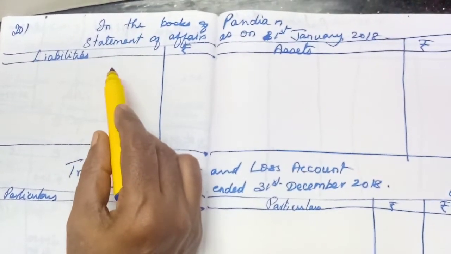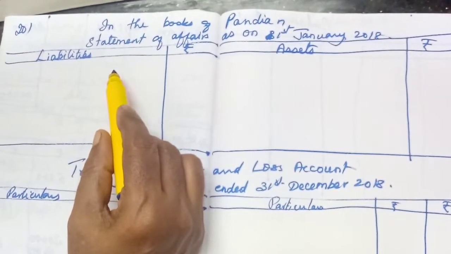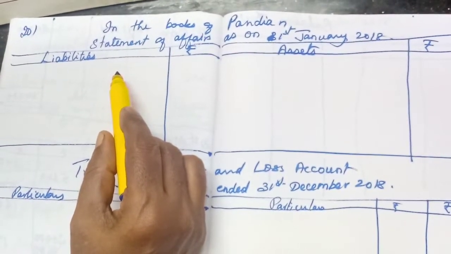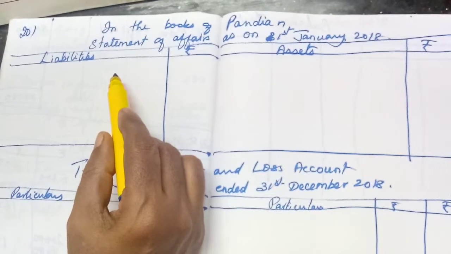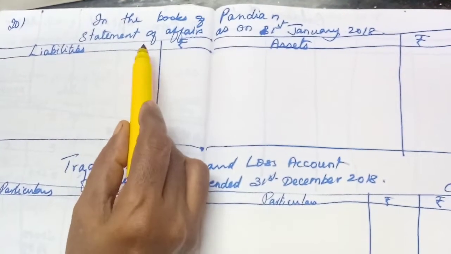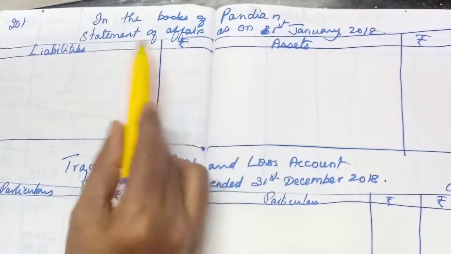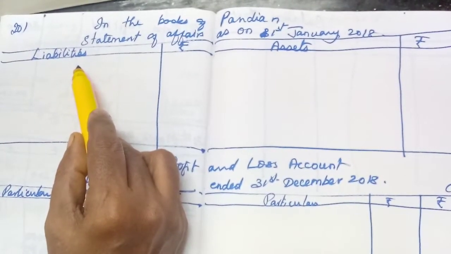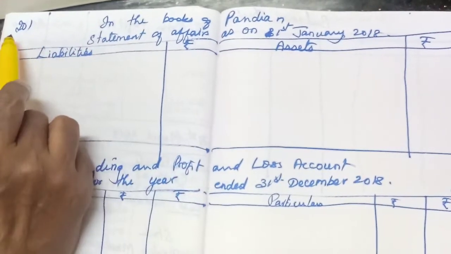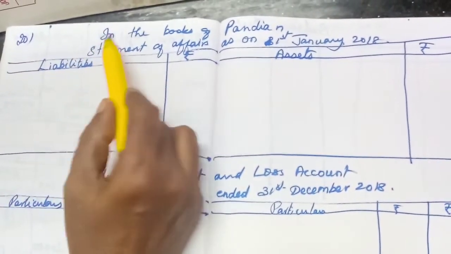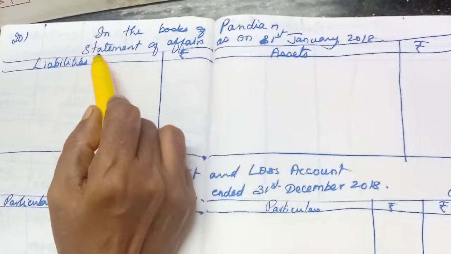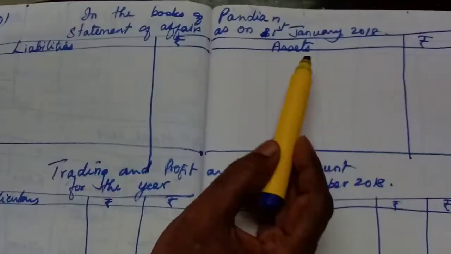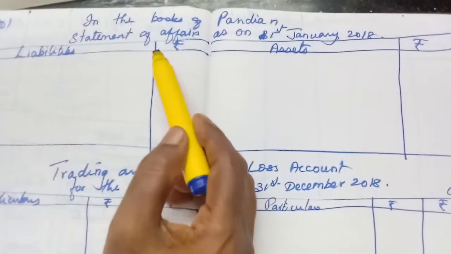We do not need to prepare total creditors account to calculate purchases and total debtors account to calculate sales because both of them were given there. So now we need to prepare statement of affairs to calculate the opening capital that is needed to prepare the balance sheet. Now first you write the number, then write in the books of Pandian, then statement of affairs as on 1st January 2018. Assets rupees, liabilities rupees.